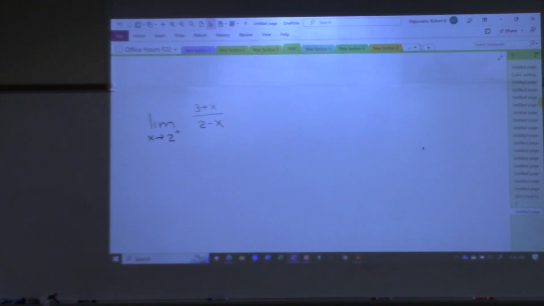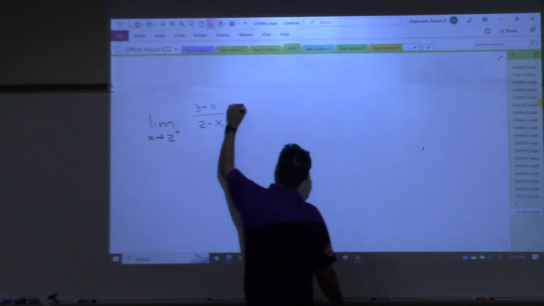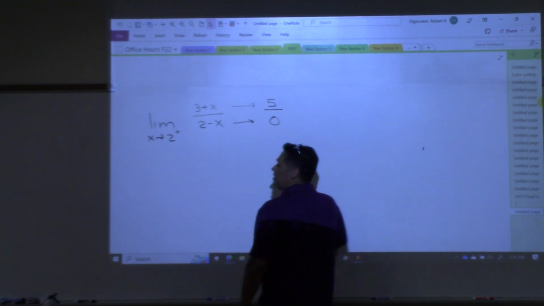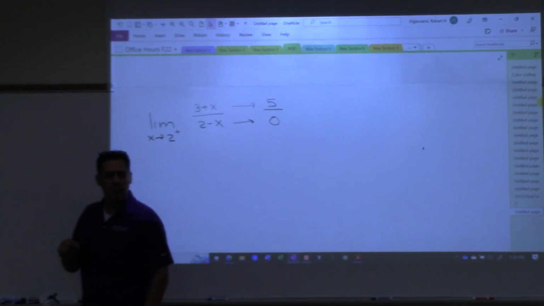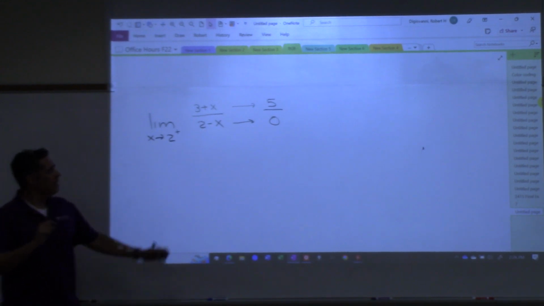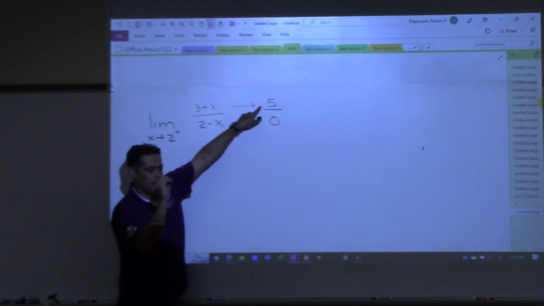So what's the first step for any limit? Just plug in. That's called direct substitution. See what you get. What do we get up top? 5. What do we get on the bottom? 0. Okay. Is it 0 over 0? No. 0 over 0 would be algebra trick, right? Here we're getting a fixed number over 0.